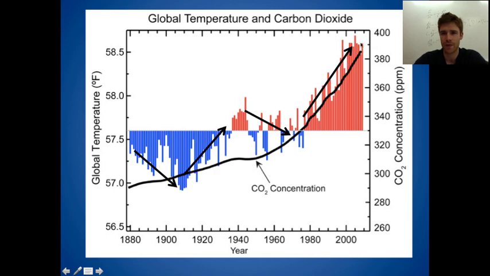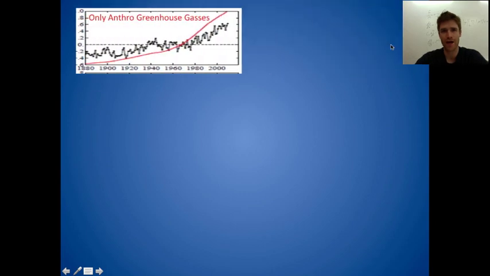And then if you just look over the past decade or so, it's been relatively flat despite the fact that CO2 has increased. And so I want to ask the question, why is this the case? Why is temperature not just perfectly following CO2? And does it mean anything if we have a slight decrease in temperature or a pause in warming while CO2 is going up?